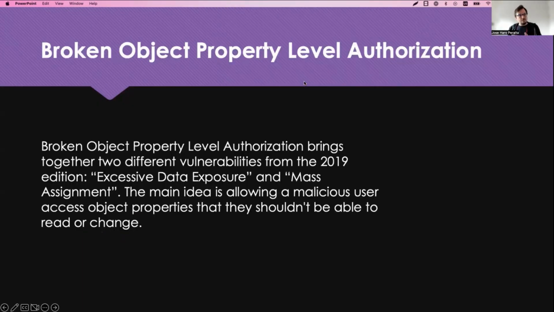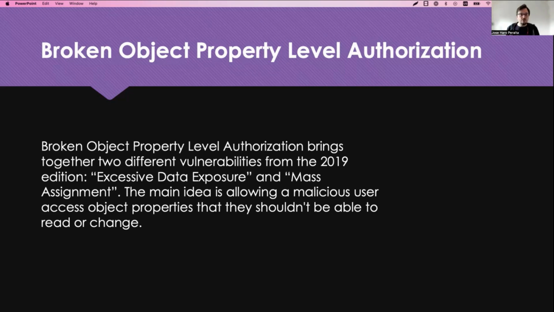Now, next one is broken object property level authorization. So we talked about object level authorization before, and that is the ability to access a resource that doesn't belong to you, right? In this case, it is the ability to access properties of an object that you shouldn't be able to access. And this can happen in two different ways. It is when we disclose properties to a user that they shouldn't be able to read, and when we allow them to overwrite properties that they shouldn't be able to change.